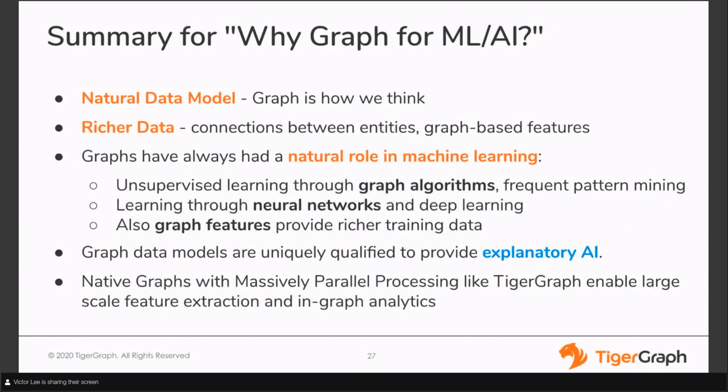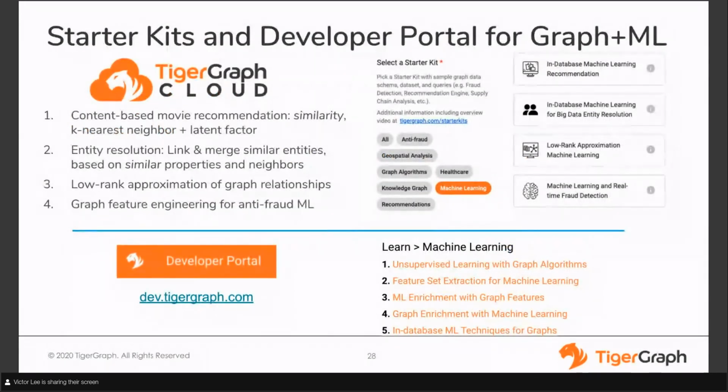And lastly, natural graphs or native graphs with massively parallel processing, like TigerGraph, are the ones that are suited to do this in-graph analytics. Again, some of the examples I showed you today are available on TigerGraph Cloud.